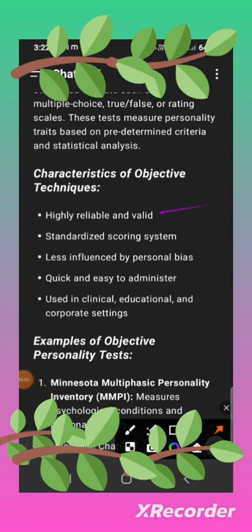Characteristics: highly reliable and valid, standardized scoring system, less influenced by personal bias, quick and easy to administer, used in clinical, educational and corporate settings.